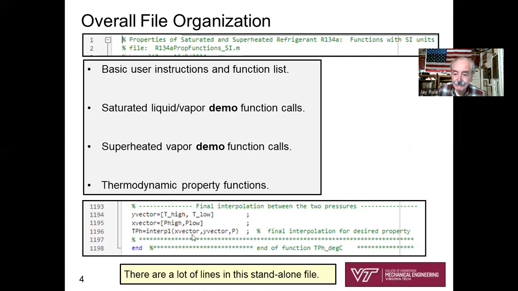And so here's the tail end of the file. You can see that this file, very similar to the Steam tables, ends at around 1,200 lines. So it's a lot of lines in this standalone file. And of course, just the reminder is, I strongly recommend that you don't mess with the property functions that I've created for you and for myself. If you do, you're on your own.